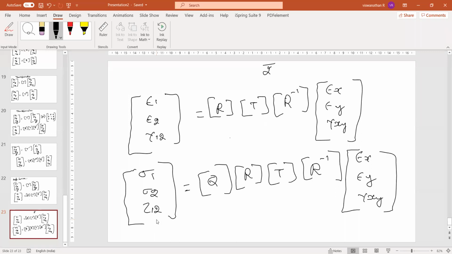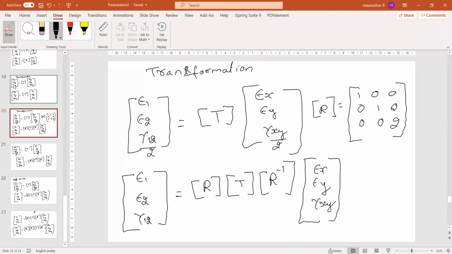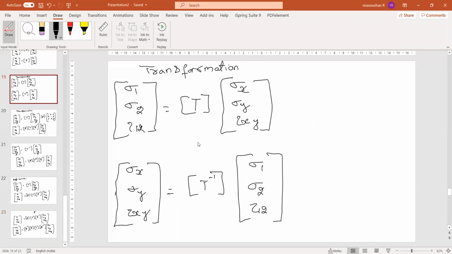Yes, anyone? What is the relation between global stresses and local stresses? Compliance matrix. Compliance.